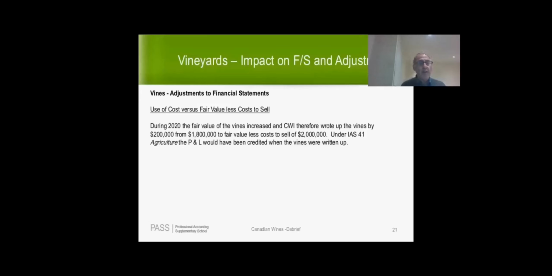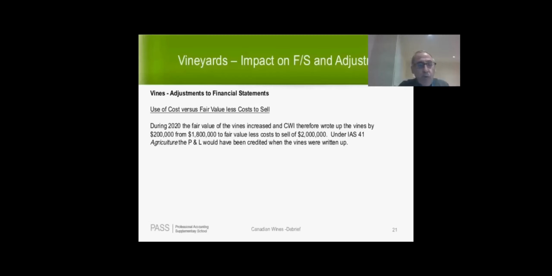Let's take a look. We know from the case facts that I summarized on an earlier slide that during 2020, the fair value of the vines increased, and CWI wrote them up by 200,000 from 1.8 million to fair value less cost to sell of 2 million. That was given to us in the very first page of Appendix 2.